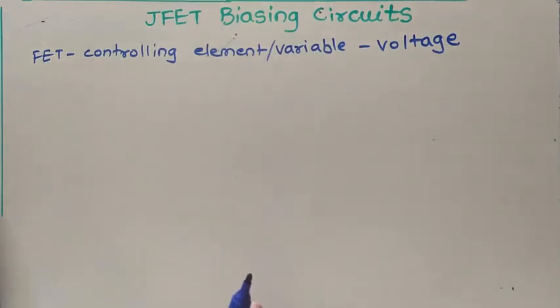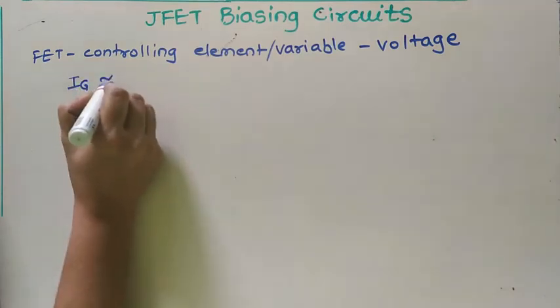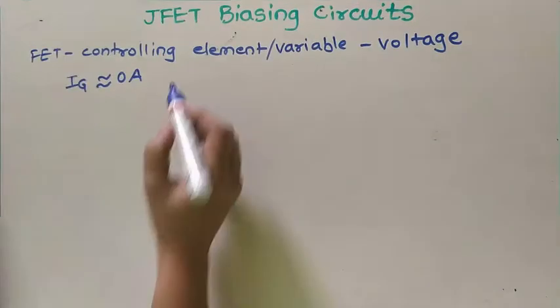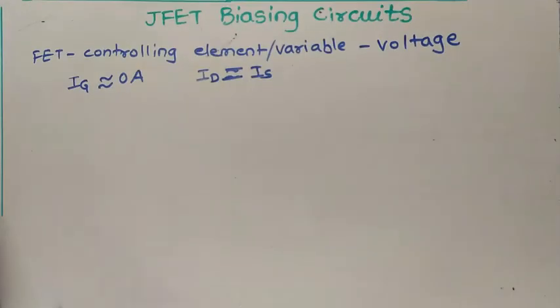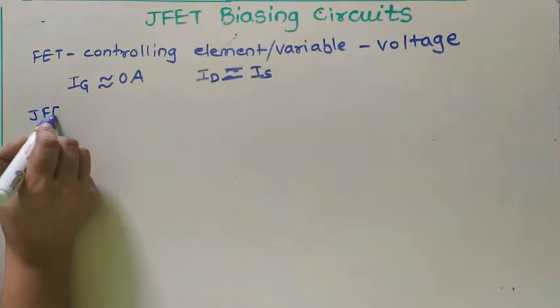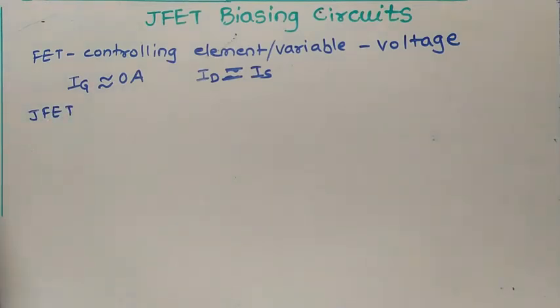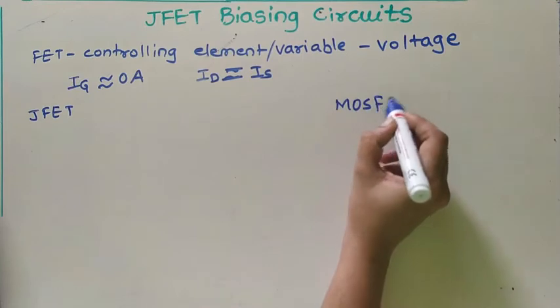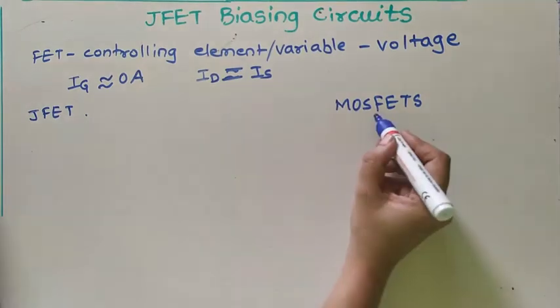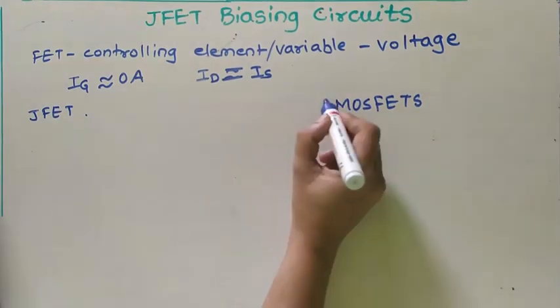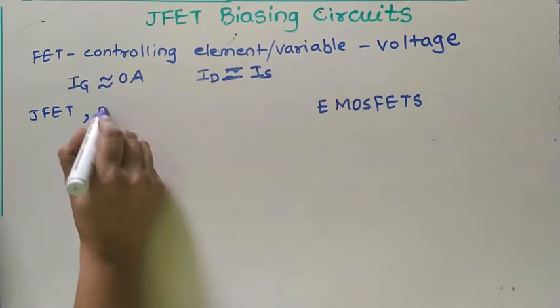Now the general relationship that can be applied to the DC analysis of all FET amplifiers is Ig is nearly equal to 0 ampere and drain current ID is equal to Is. It is exactly equal to Is. Now in FET there are JFETs and MOSFETs. So in MOSFET we have D MOSFET and E MOSFET.